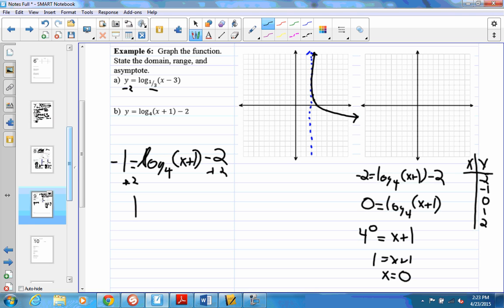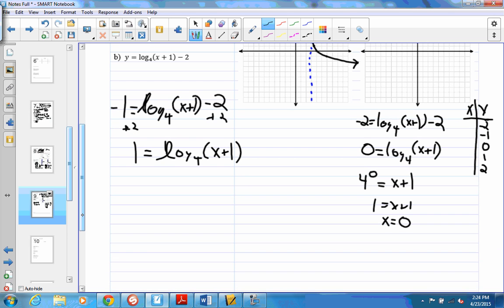So 1 equals log base 4. The numbers you plugged in have changed. If you wanted to plug in different numbers, I would still do negative 2 up to 2. Now I'm saying 4 raised to the first equals x plus 1. 4 to what power equals x plus 1? So 4 equals x plus 1, so x equals 3. I plug in negative 1, I get 3. I already did negative 2 and got 0.